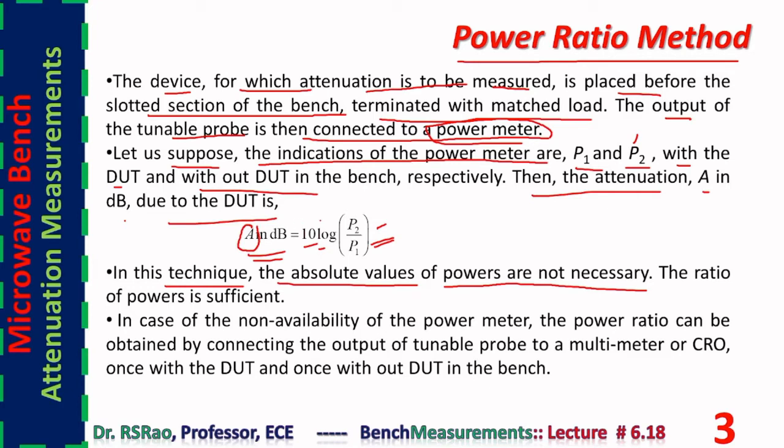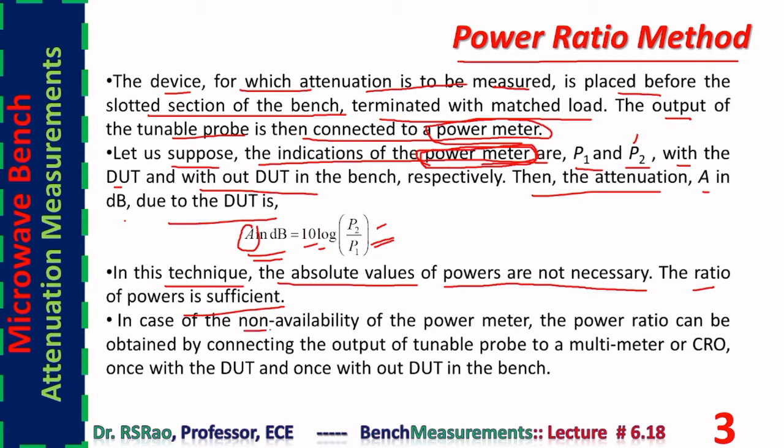This attenuation can be found, or it requires the ratio P2 to P1. Absolute values of powers are not required, only the ratio. The ratio of powers is sufficient. Therefore, power meters are not necessary. Power meters are not a must for carrying out this measurement process.